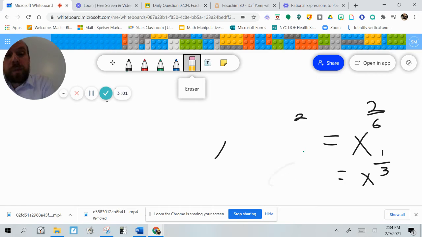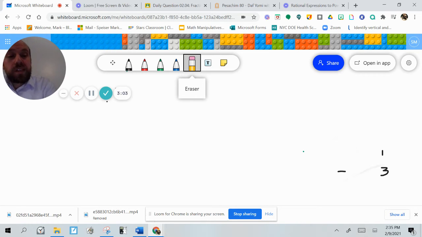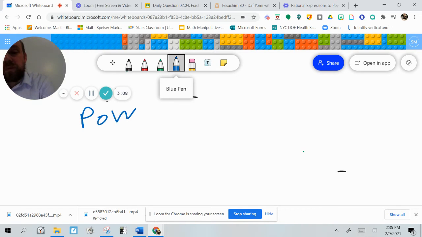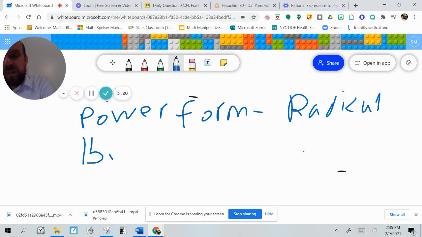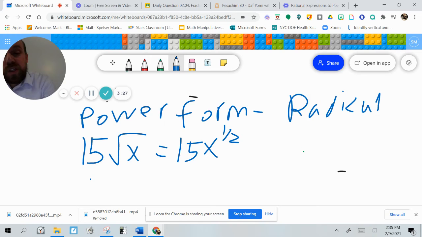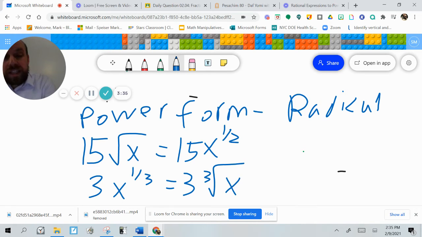So what I mean by going backwards is what happens if you start in power form and you want to go to a radical. So let's do a few examples. So if we had 15 root x, that would be 15 x to the 1/2. That was what we did before. Now if we did reverse, if we had 3 x to the 1/3, that would be 3 cubed root of x. And I keep on going.